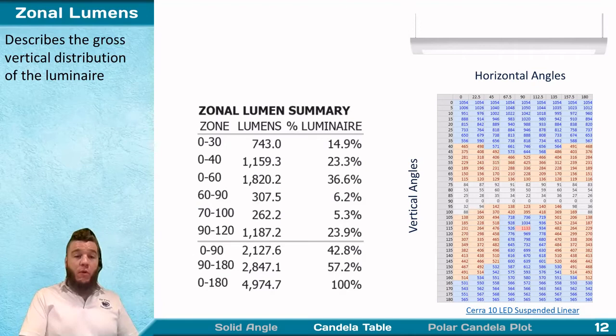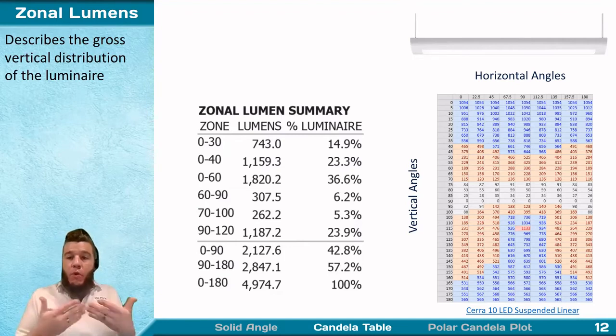Let's talk quickly about the zonal lumen summary, which is another important aspect of our photometric report. What this does is quickly give you the gross vertical distributions of the luminaire.